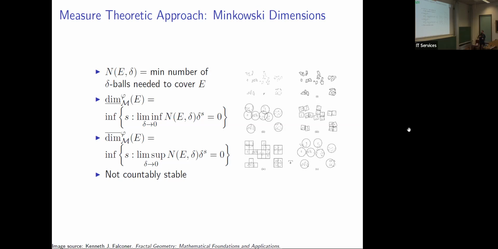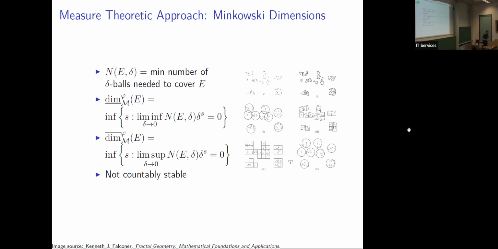Okay. So this is a kind of primitive notion of dimension because it's forcing these cover or packing elements to all be roughly the same size. It has some unfriendly mathematical properties, including that it's not countably stable. So if you have countably many sets, then the Minkowski dimension of their union isn't necessarily the supremum of their individual Minkowski dimensions, which is mathematically problematic.